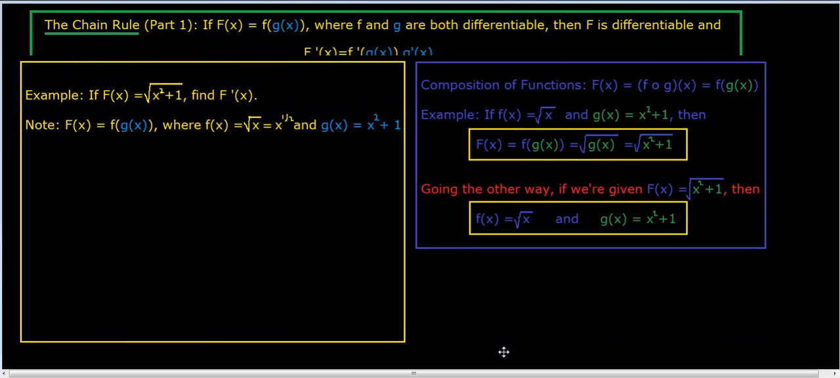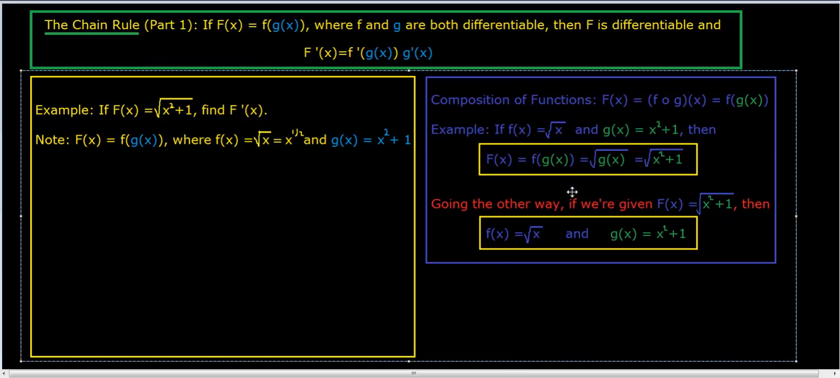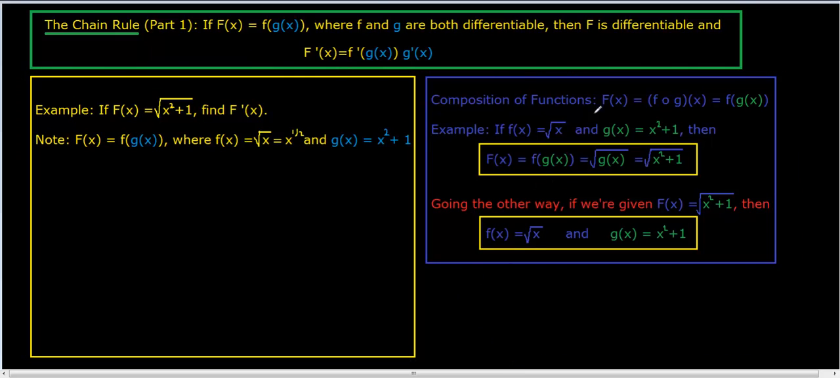And that will help us organize. So here's a summary of what we just did on that previous screen, where we had capital F of x equals f of g of x. This is another way to write it, by the way, f of g of x. And here's our traditional way, f of g of x. So we had x, the square root of x was our little f, x squared plus 1 was our little g, and then capital F was f of g of x, or the square root formula from f, and we put in g of x, that's the square root of x squared plus 1.